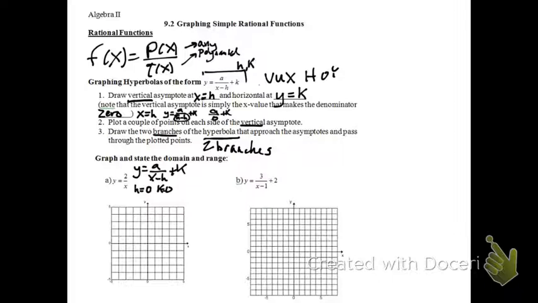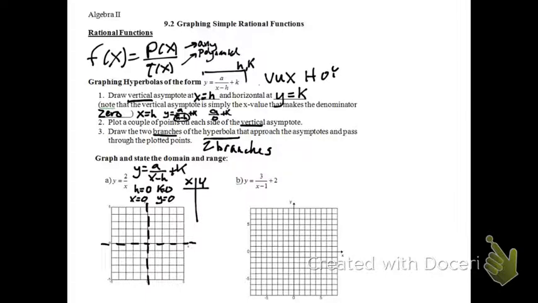So I'm going to plot my vertical asymptote at x equals 0 and my horizontal asymptote at y equals 0. Those are just the y-axis, if we dash that in, and the x-axis. So those are our asymptotes. Now all I'm going to do for step 2 is plot a couple points on each side of the vertical asymptote. So let's make a quick table.